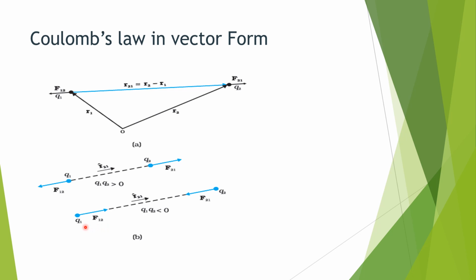F12, force acting on 1 due to 2, will be towards q2, q1 to q2. Similarly, F21, force acting on 2 due to q1, will be towards q1. See, attractive nature. But in both the cases, you can understand F12 and F21 are in opposite direction, right? F12 like this, F21 like this, opposite. And the unit vector, what is the direction of unit vector r21? From 1 to 2. r21 is the notation used for the unit vector which is directed from 1 to 2. So these things you need to understand. Vector notation and vector form of Coulomb's law.